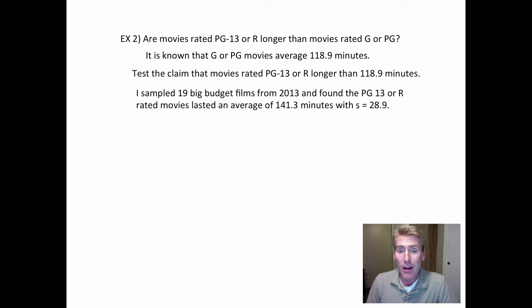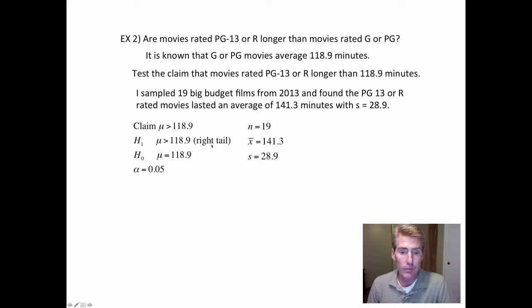So they averaged 141 minutes. With this s, again, since it's only based on 19 movies, s equals 28.9. So the claim is that it's longer than 118.9. That's going to make it a right-tailed test. Once again, I didn't mention what level of confidence to use, so we're going to use 95%, so alpha equals 0.05. That goes in the right tail.